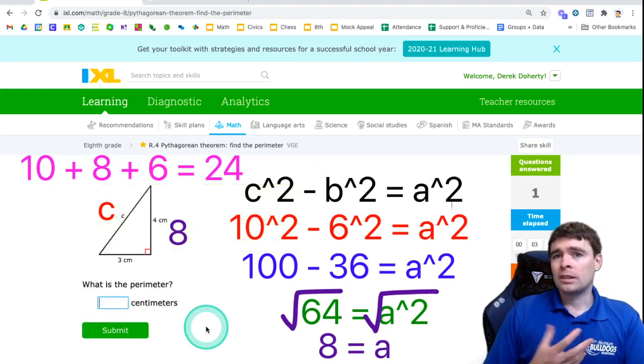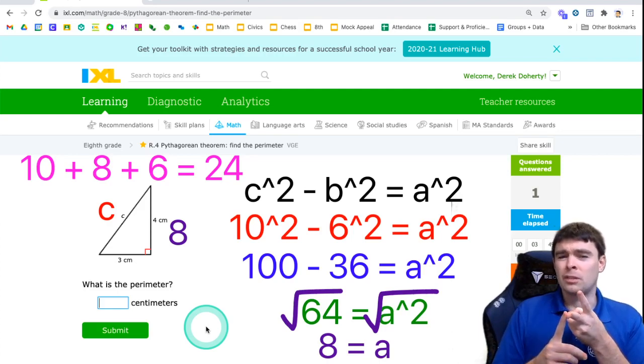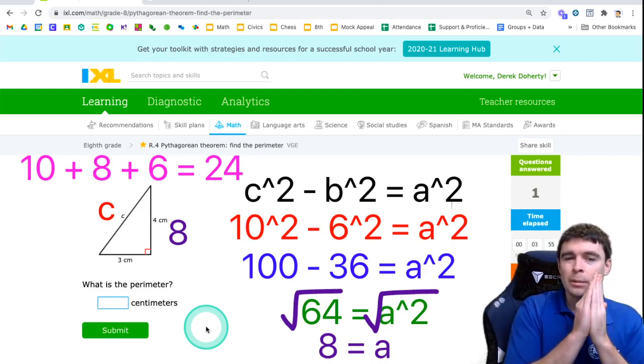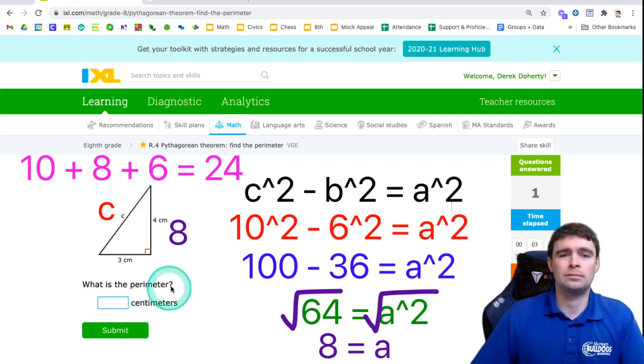And I'm not going to do lots of examples on this video because you should watch the R2 or R3 videos if you're struggling to find a missing side. All that R4 adds is once you find your missing side, you need to add all three sides up to find perimeter. It's just an application or word problem version of this stuff.